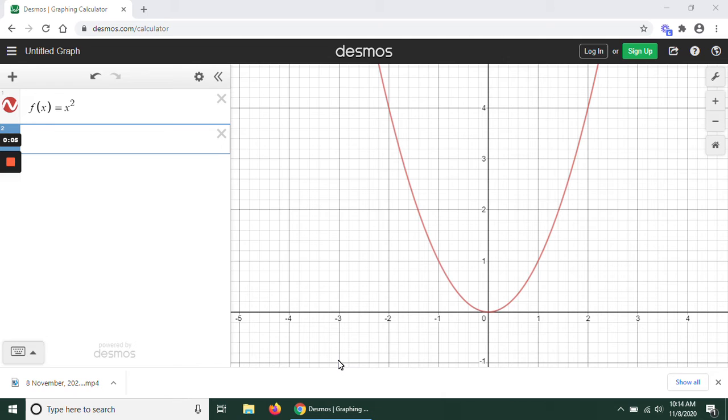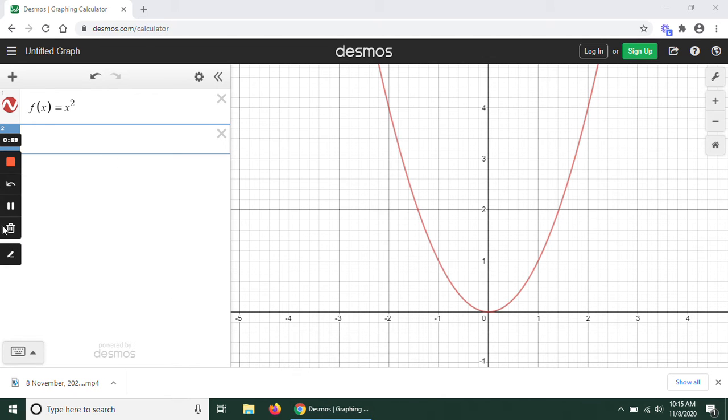We'll be looking at the transformation of graphs. As you would know, the word transformation comes from the verb to transform, and to transform means to change. So essentially, we'll be looking at how graphs change when we make certain changes to its matching function. Today we'll be looking at the translation of graphs, specifically the vertical translation of graphs.